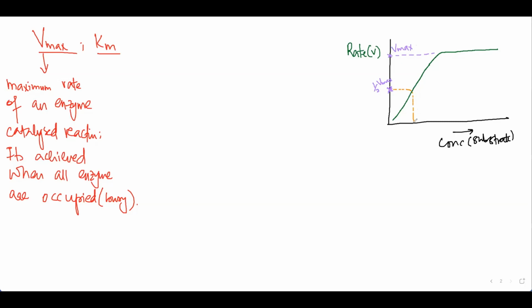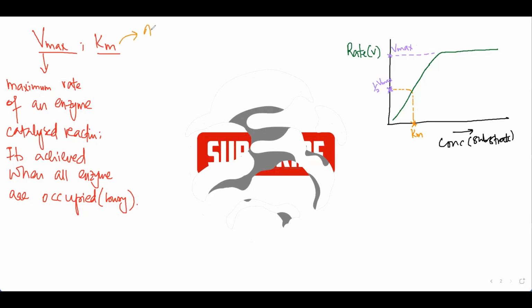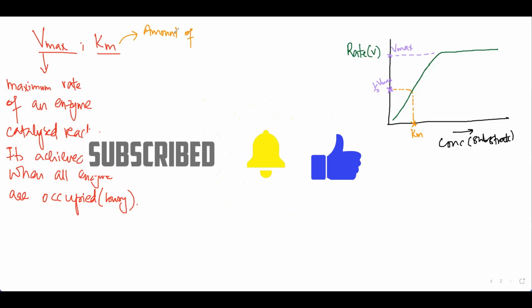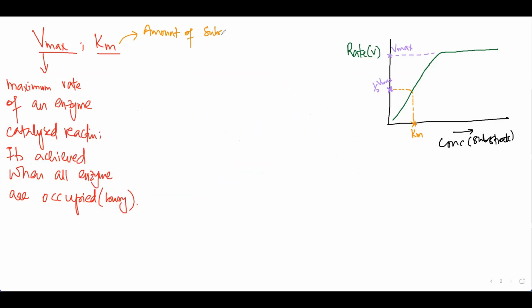I mean the amount of substrate needed to achieve half of Vmax is called Km. What's Km? Amount of substrate needed to achieve half of Vmax.